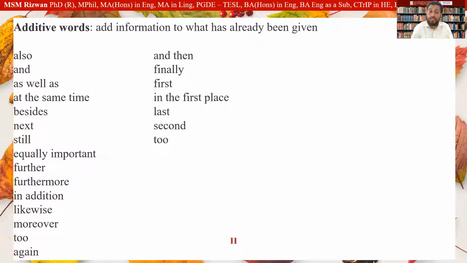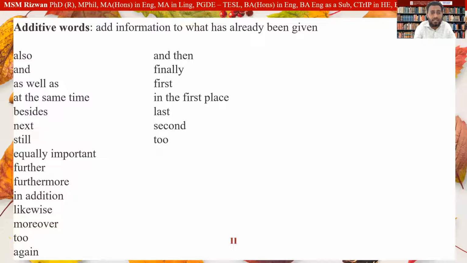Fine. So these additive words can be used to add some more information within the text, right? So now you have to write sentences using these given additive words, right?